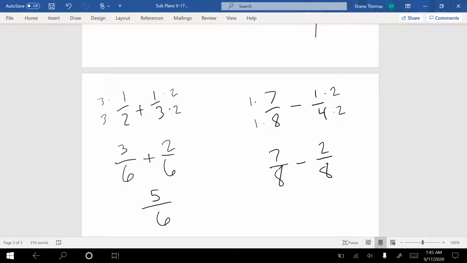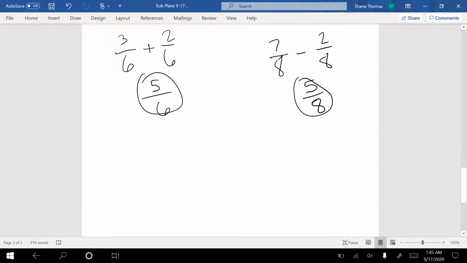So when I subtract across the top, 7 minus 2 is 5. And the bottom stays the same. So 5/8 would be the answer there. And that's how you add and subtract when you have a fraction.